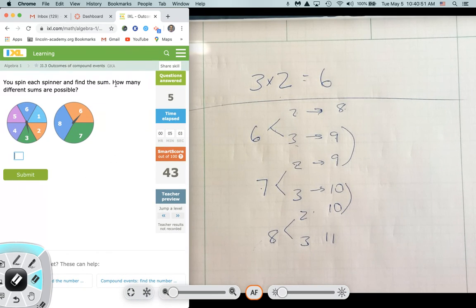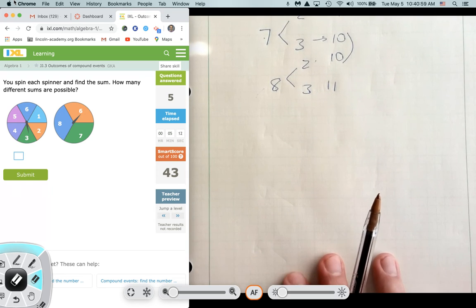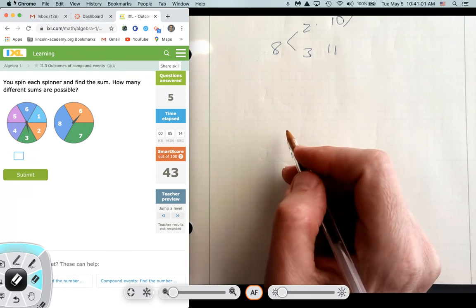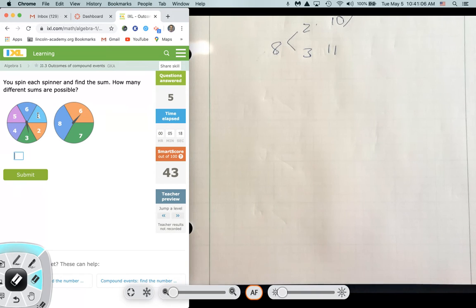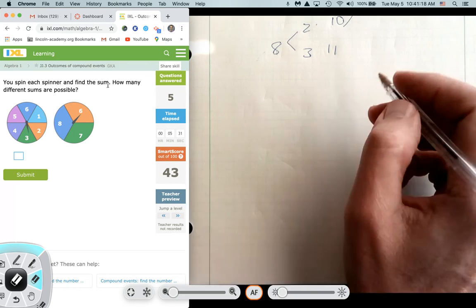All right, here again, they're going to try to throw you. How many different sums are possible? So again, now you could take the time to do a tree diagram or actually try to think through this. I like that the numbers are consecutive: 1, 2, 3, 4, 5, 6. That's going to make it a little easier. On this spinner, there's a 6, 7, and 8. So the very smallest sum you could get would be a 1 plus a 6, or a 7.